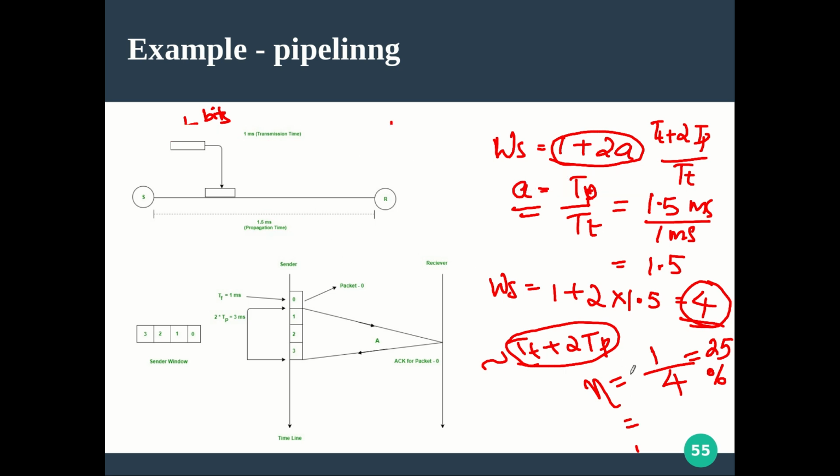I hope you remember the efficiency derivation. Otherwise, please stop, go to that particular video, and watch it. So efficiency is found to be 1 by 1 plus 2a.